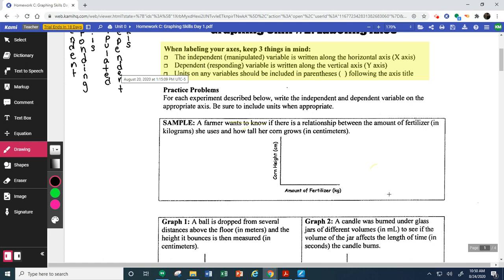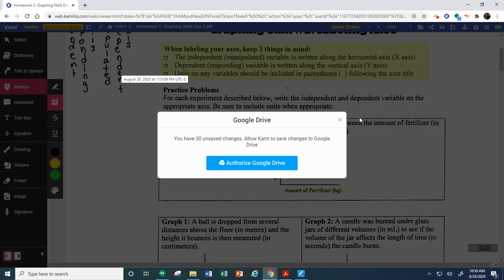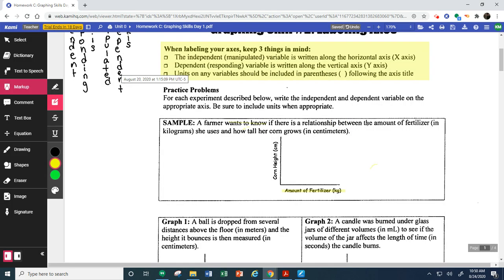And notice this is really important as well, is that she also includes what unit, because the whole purpose of this is ideally somebody may come along and replicate your experiment. So they want to be able to replicate it in the same way that you did, including units. So then we have here on the Y, what did she measure because of it? How tall the corn got in centimeters.